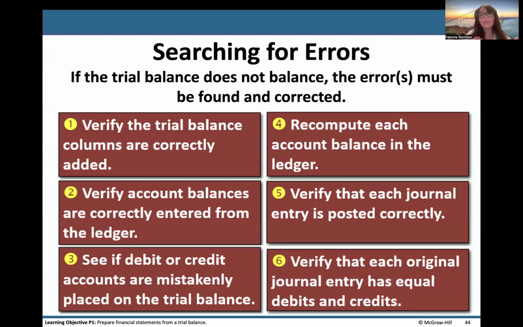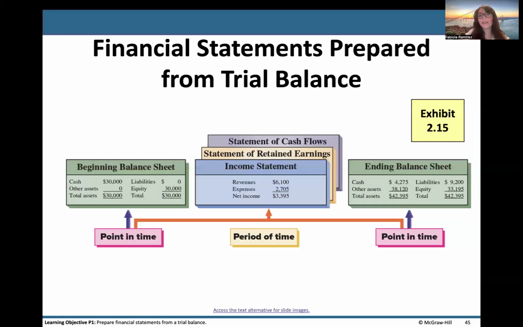You might have recorded an incorrect account. You're just getting started. This is a lot of new information, so it's very possible that you might confuse accounts at first. Maybe you recorded an incorrect amount. And that's okay as well. The neat thing about accounting is that there is a way to catch all of your errors.